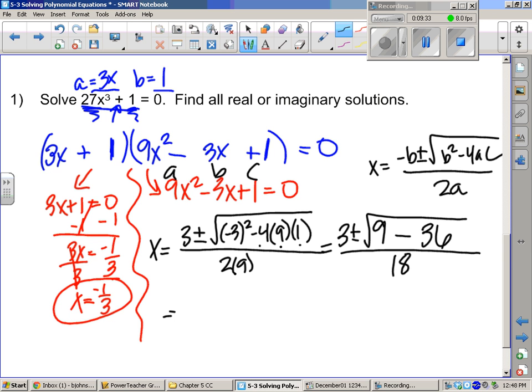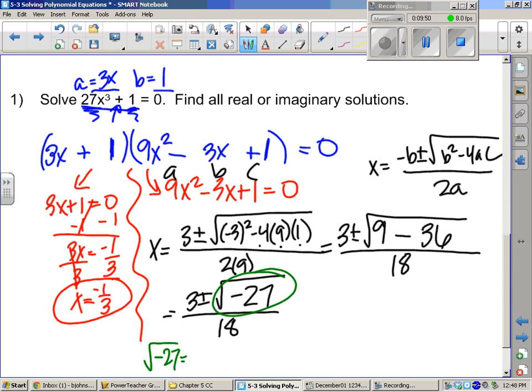Still working underneath the radical. 3 plus or minus. I have 9, and I'm going to subtract 36. We get negative 27 in there. Ooh, a negative. All right, let's talk about that. Negative 27 in a square root. That is not a perfect square, but it has one in it. So what we're going to do, first of all, I can take that i out because it's negative. I can divide that by 9, and that is helpful because I know the square root of 9 is 3, so 3i root 3 is the simplified version of that.